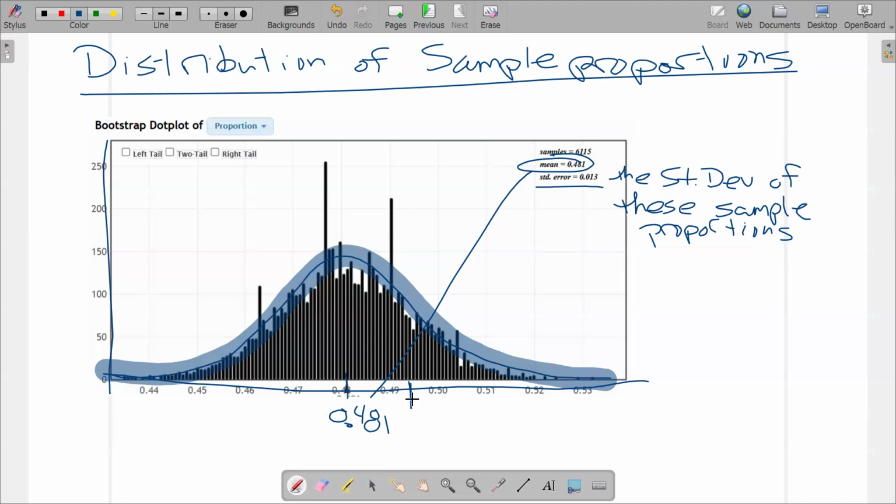So one standard deviation to the right is over here-ish. Two standard deviations to the right is over here-ish. Going the other way, one standard deviation to the left is going to be about here-ish. Two standard deviations to the left is going to be about here. I'm jumping by that 0.013, and I'm just guessing at it. I could calculate it later, but I'm pretty sure that's where they're going to land. And what we should find is that 95% of these sample proportions should be in between those two numbers.